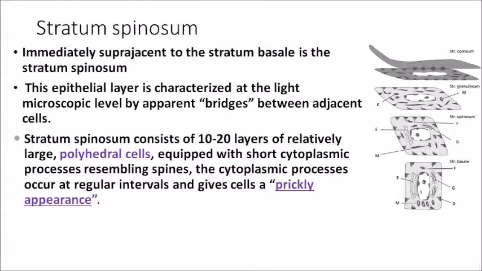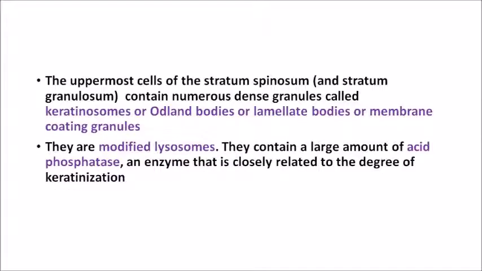So this spinosum layer has 10 to 20 cells of large polyhedral cells. The shape is polyhedral. Basal cells were cuboidal, the spinosum layer has polyhedral cells, and as we said, it has short cytoplasmic processes resembling spines, and the cytoplasmic processes occur at regular intervals, giving the cell a prickly appearance, and hence the name stratum spinosum, right?